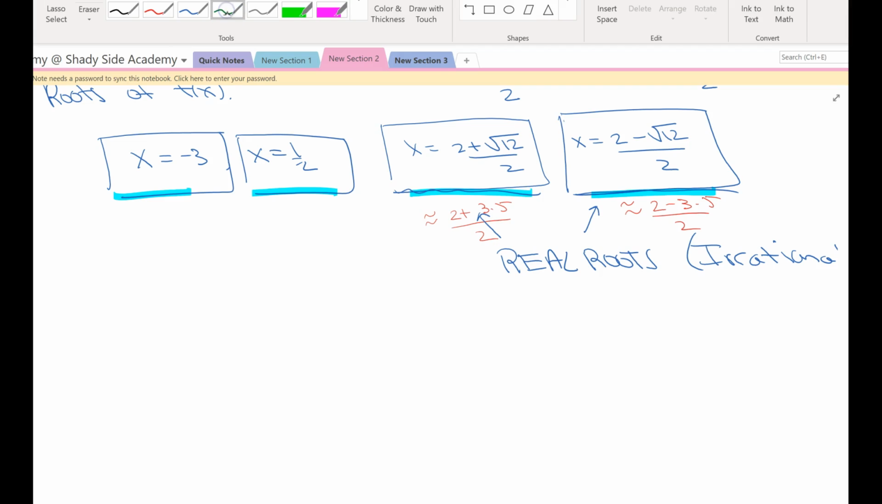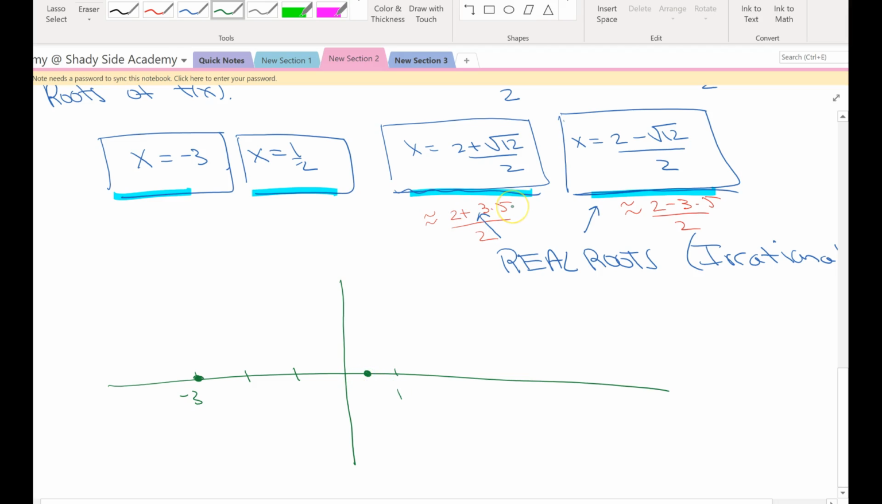Okay, pause me. All right, here I go, my sketch. Negative 3. There's a root right there. Positive half is a root. 7.5 divided by 2. It's going to be between 3 and 4, maybe here. And again, we always label it exactly. Okay, 2 minus 3.5 divided by 2. We're looking at about negative 0.75. And again, we always label it.